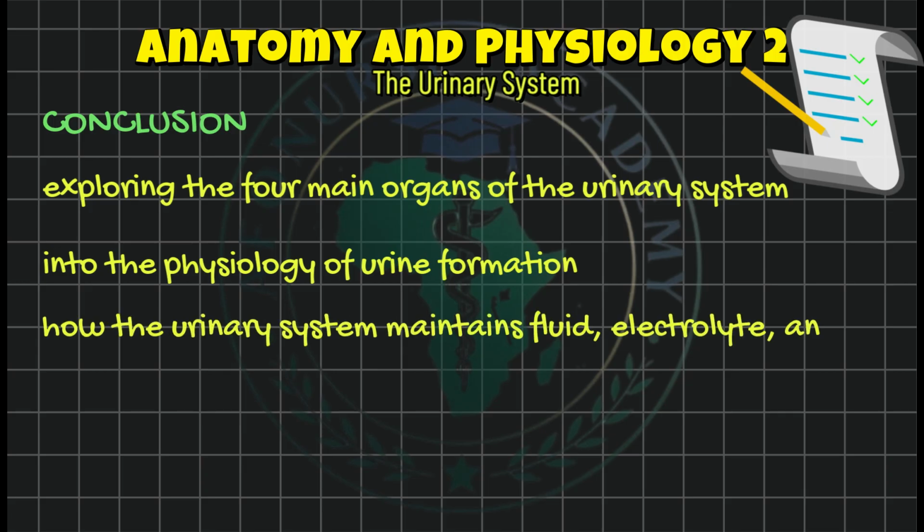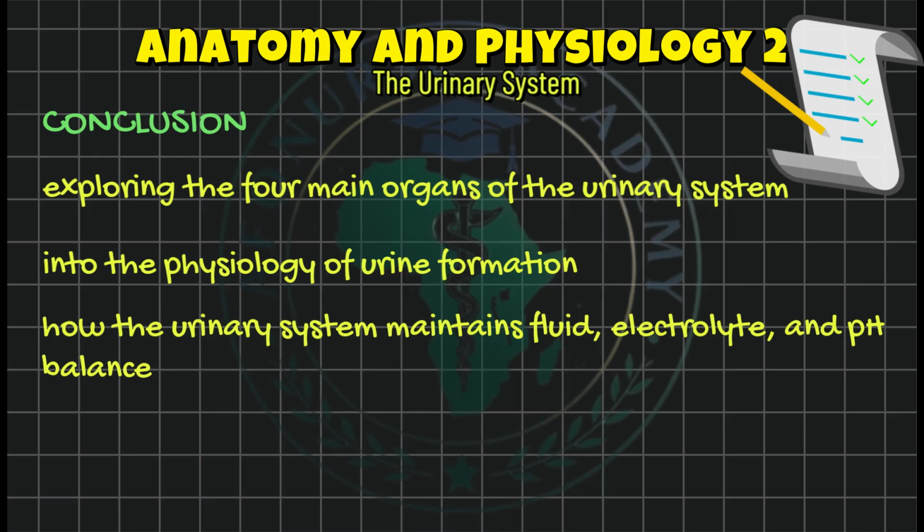Finally, we explored how the urinary system maintains fluid, electrolyte, and pH balance. We talked about how ADH regulates water balance, how aldosterone and the RAAS regulate sodium and potassium, and how the kidneys handle acid-base balance through bicarbonate reabsorption, hydrogen ion secretion, and ammonia production. These regulatory functions are absolutely critical because even small imbalances can have serious consequences.